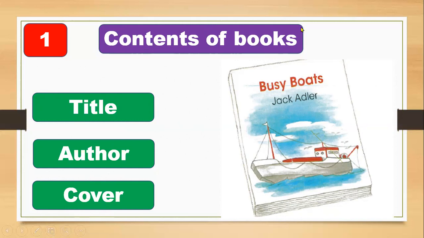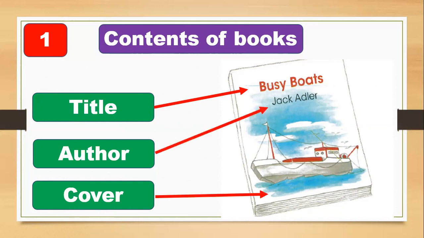So here, as you can see, the main page of the book is the cover. And your learner book cover is yellow. So the first one is title. The second one is author. And the third one is cover. So here are the main three contents of any book.